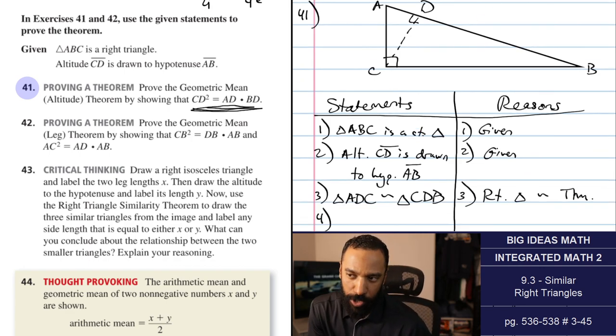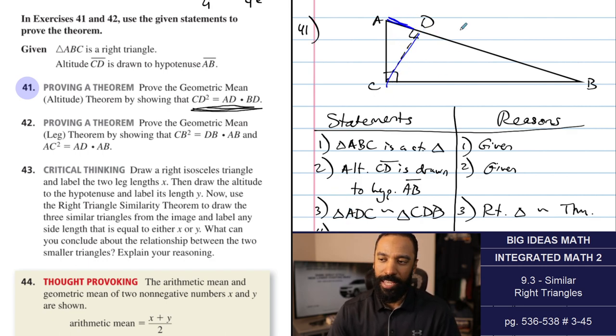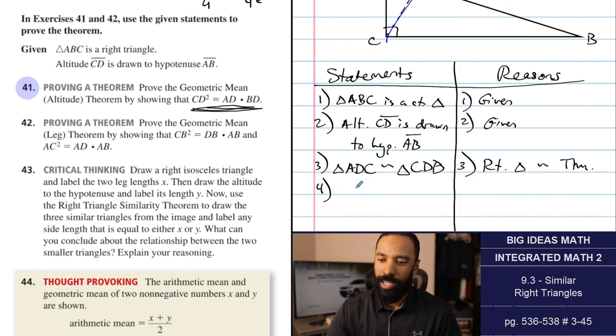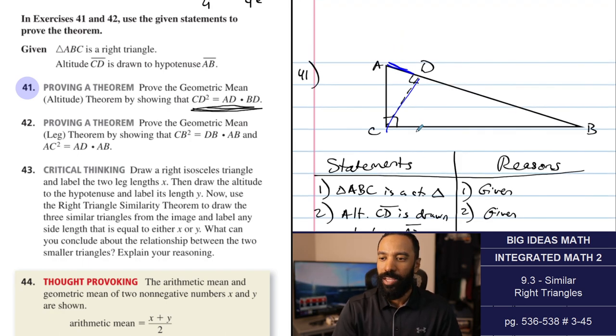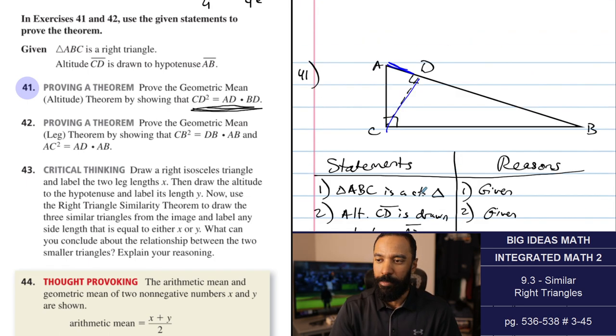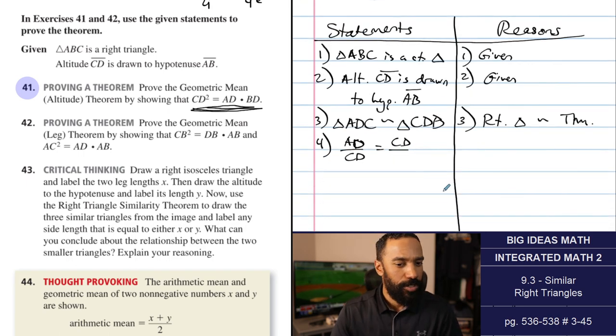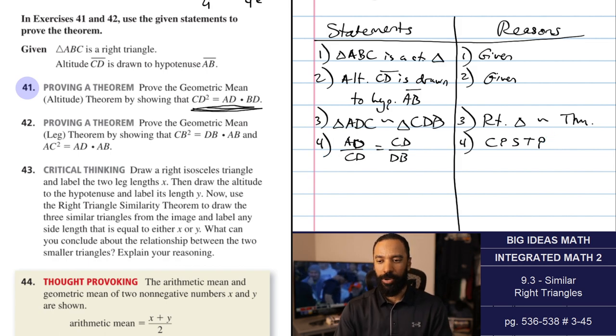Corresponding parts of similar triangles are proportional. So I want to say, let's do the short of the small over the short of the medium, AD over CD, equals, now let's do the long leg of the small, CD, over the long leg of the medium, DB. Do they use DB? They use DB. Corresponding parts of similar triangles are proportional. That's how I've said that before.